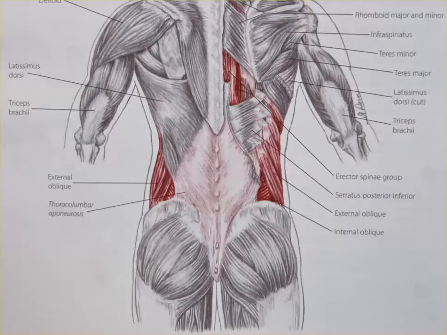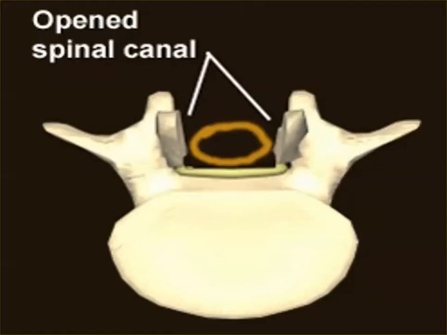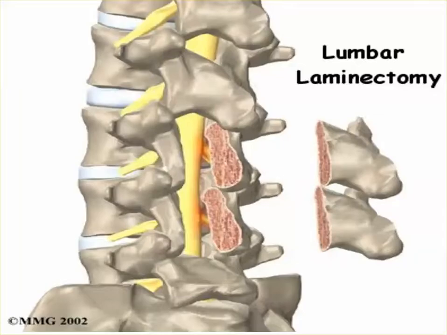Okay, so the approach is posterior to open the canal. The standard approach is laminectomy, where you remove the whole lamina. And this shows you what you do. You remove the whole posterior spinal process and the whole lamina. This weakens the spine and frequently needs a fusion. But this is the standard approach, full laminectomy.